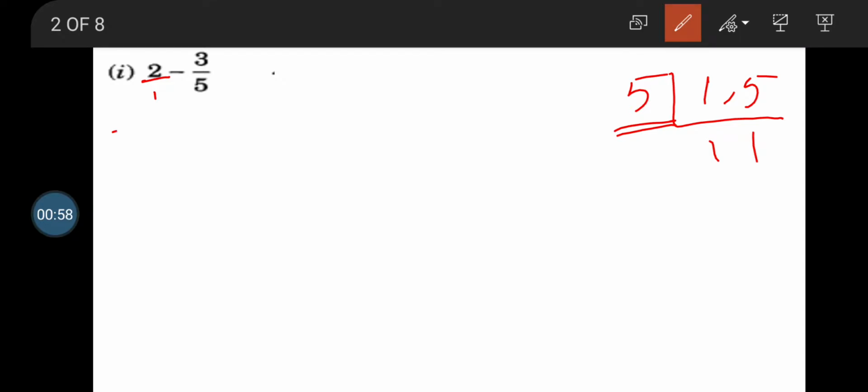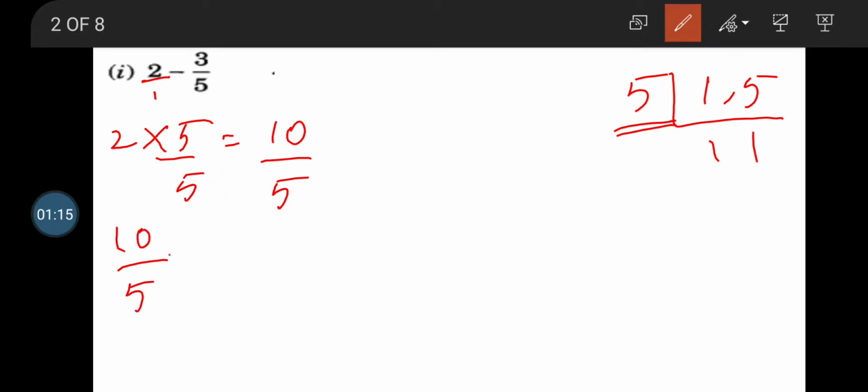So what we should do? 2 should be multiplied and divided by 5. So 2 5s are 10, and in the denominator you will have 5. So 10 by 5 is the fraction. So now you can subtract. So 10 by 5 minus 3 by 5.